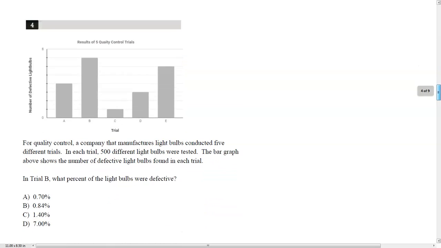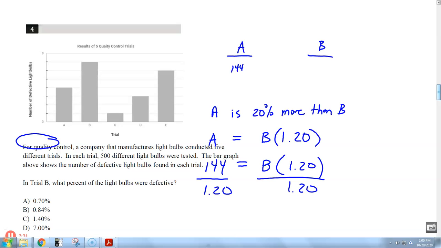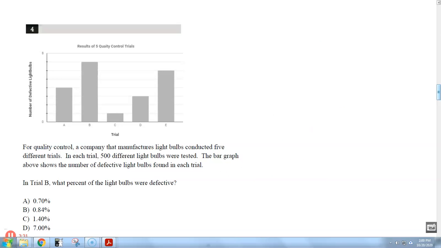Number 4, big old grid problem here. Got a graph going on. Let's see what we can do. For quality control, a company that manufactures light bulbs conducted 5 trials. So it looks like we have A, B, C, D, and E, 5 different trials. In each trial, 500 light bulbs were tested. The bar shows the number of defective bulbs. In trial B, what percent of the bulbs were defective?